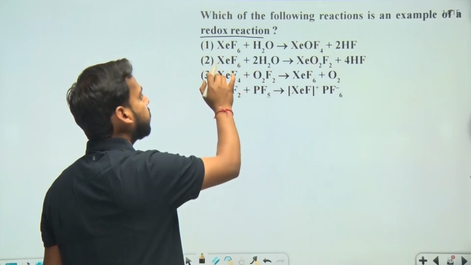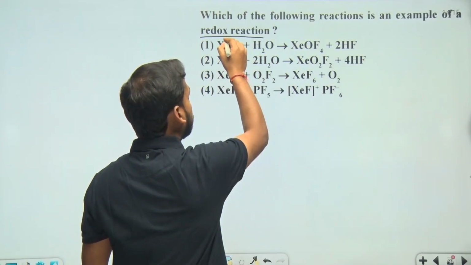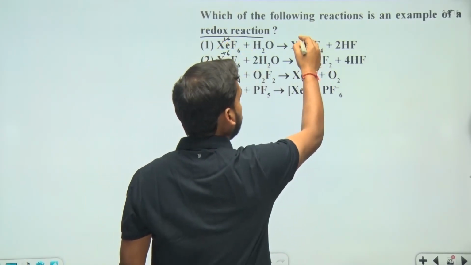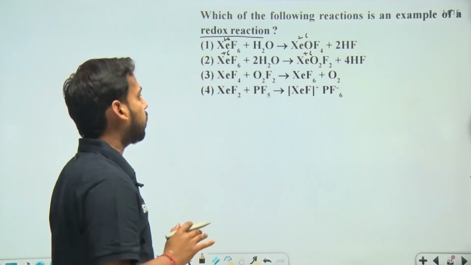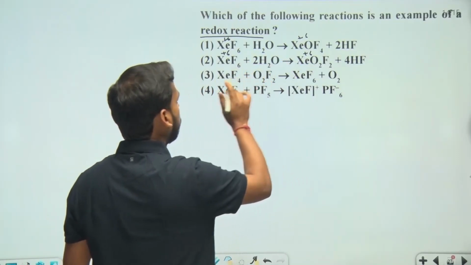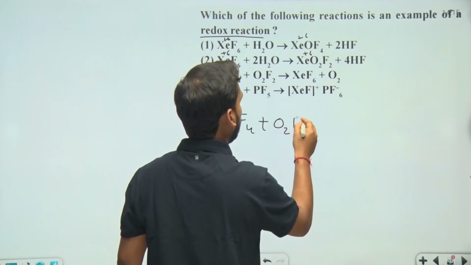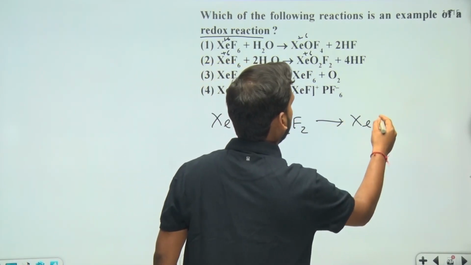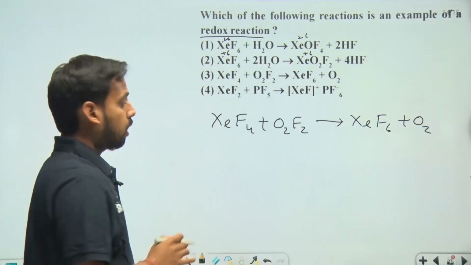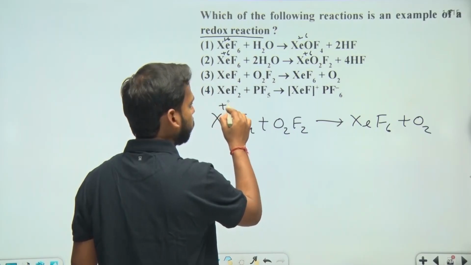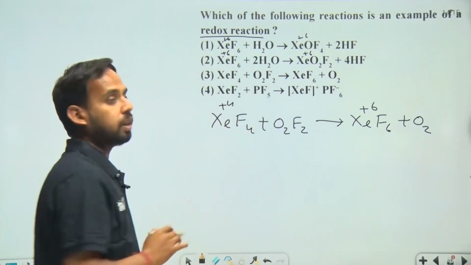Similarly, the second option is XeF6 plus 2H2O. Here it is a +6 oxidation state, and here it is also +6. So in the first and second options, no change is observed. For the third option, if we see XeF4 plus O2F2, it is giving XeF6 plus oxygen. Here xenon is in the +4 oxidation state and here it is in the +6 oxidation state.